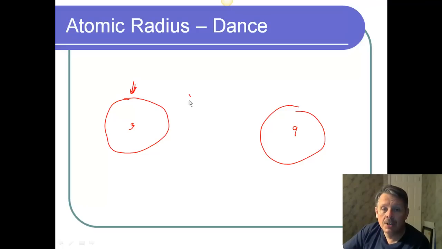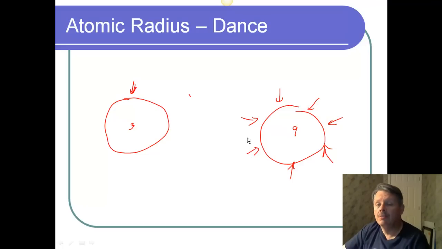Not much is going to happen out here. You've got 7 guys, all pushing in, trying to get to those 9 girls. What's going to happen to the fence? Yeah, it's going to be pushed in. Right? So these are all going to get smaller. So this guy will actually be smaller than this one over here.